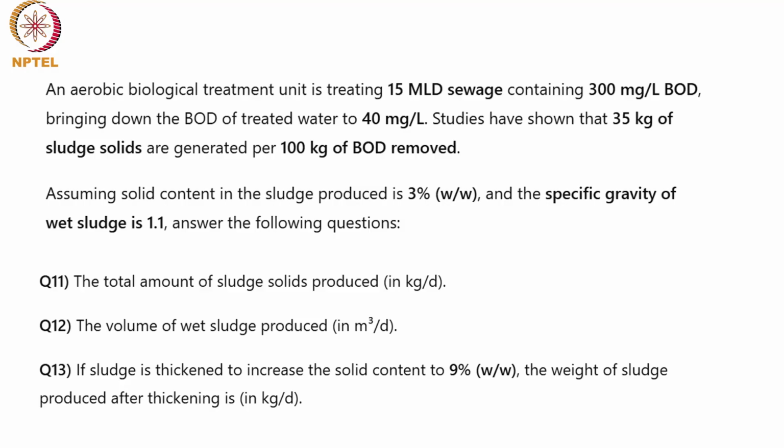The third subdivision is basically what you have to find: the sludge produced is going to be thickened, so the solids content is going to increase to 9 percent in weight to weight ratio. What is the weight of the sludge after the thickening process?